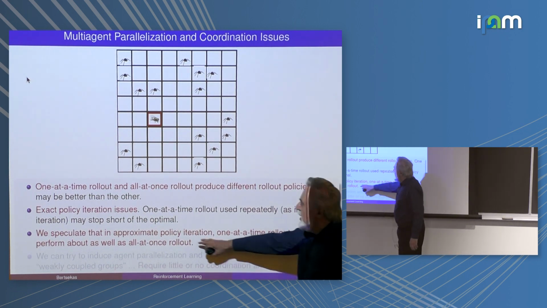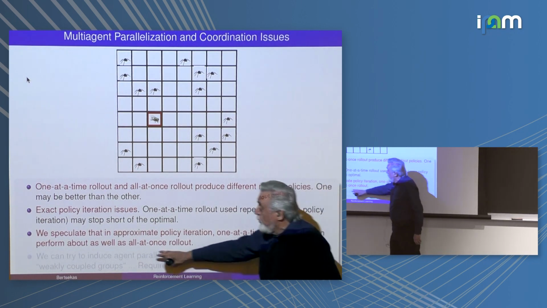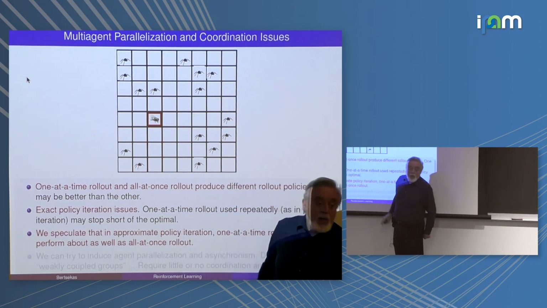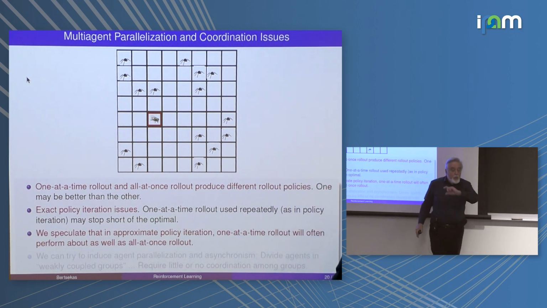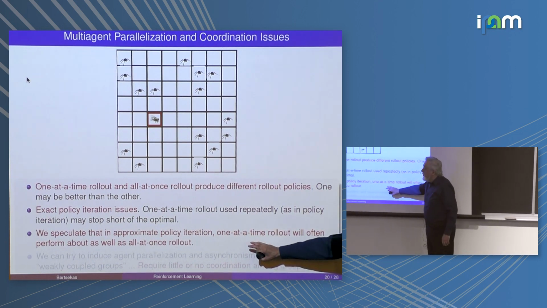Okay? And we speculate that an approximate policy iteration, one at a time rollout, will often perform about as well as all at once rollout. And the order also may matter here. So this is all in the realm of speculation at this point.